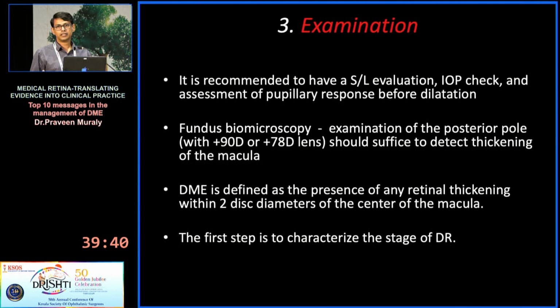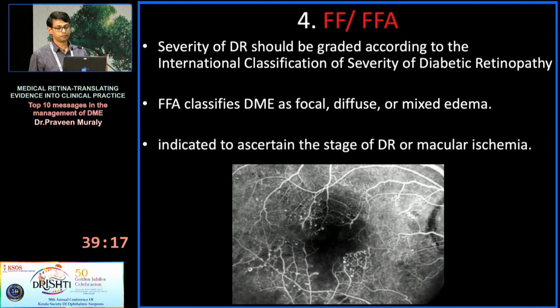When we come to examination, have a good look into the eye. See the pupils nicely, see the margins of the pupil to look for NVI, NVAs, check the IOP, and see how the pupils are responding to dilatation. Then go ahead with dilatation and see the fundus with a 90 diopter or 78 diopter lens, or a 20 diopter lens. FFA as such, the role has become very less in case of DME. However, once you do an FFA, you can classify into focal and diffuse.